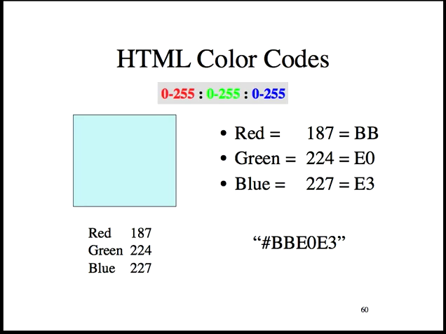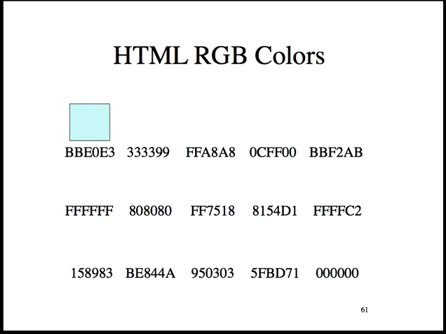It's pretty much the same thing again. This one, the red value is 187, the green value is 224, and the blue value is 227, which gives you BBE0E3.